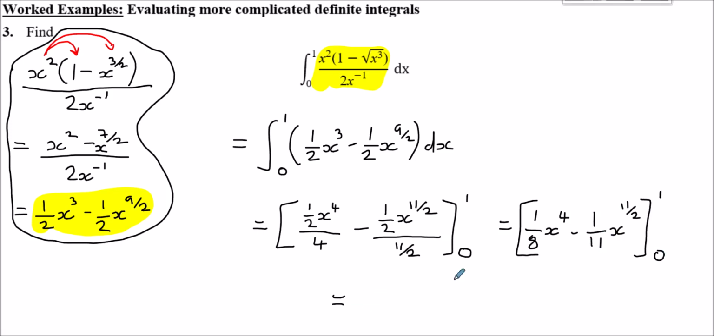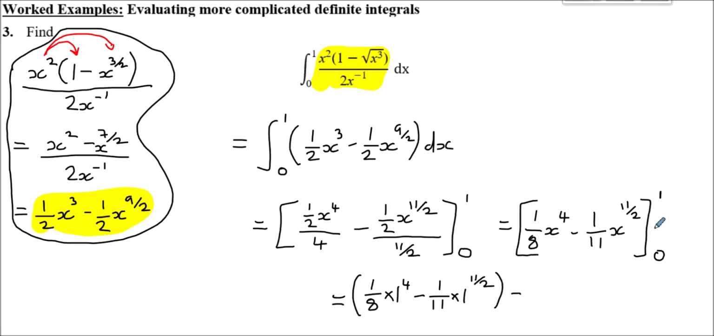So first of all, we're going to input 1 for x. So that's going to be 1/8 times 1 to the power 4 minus 1/11 times 1 to the 11/2. Now again, hopefully you'll be able to spot these tricks sooner rather than later. 1 to any power, that's just going to be 1.